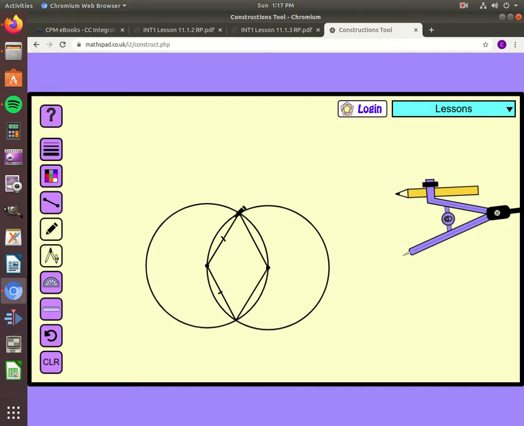I know these side lengths are the same because from the center over, well, these have to be the same, right? Because I didn't change the compass. They were the exact same size circles. So the radius was the same. Whether I'm going from this point to this circle or this point to this circle, the radius was the same. So I have a parallelogram.